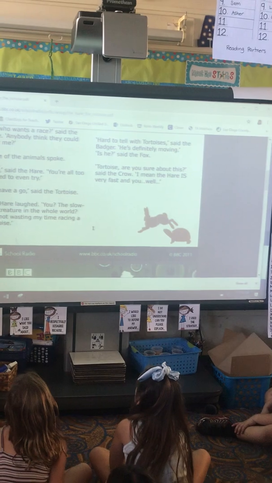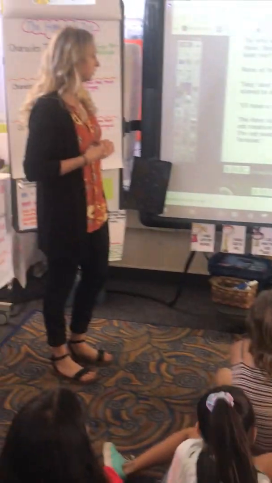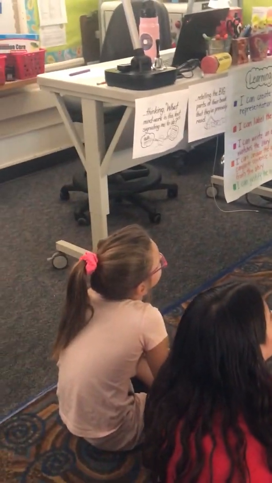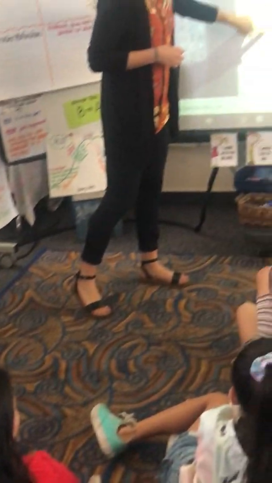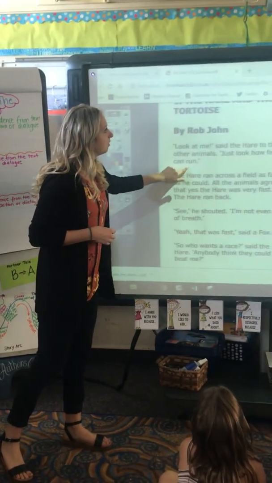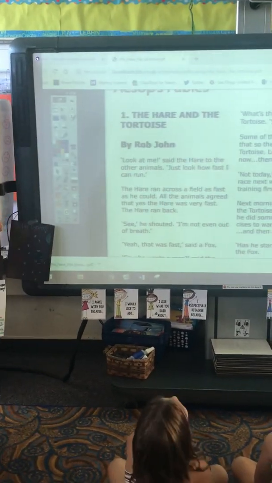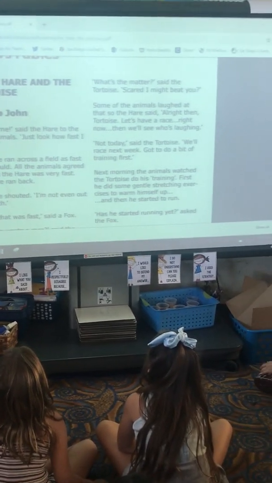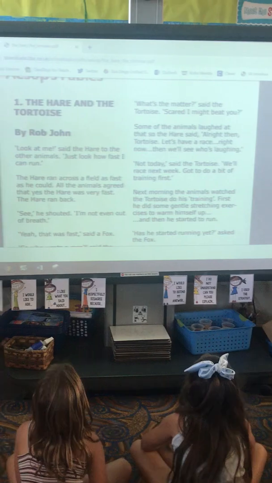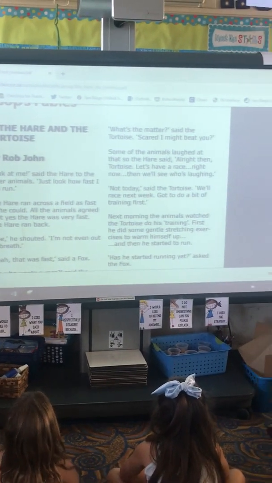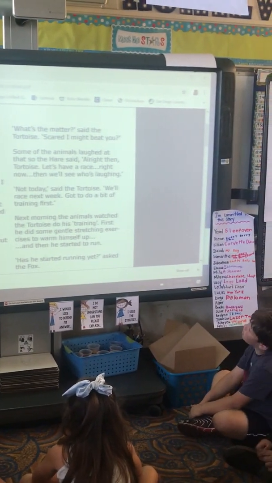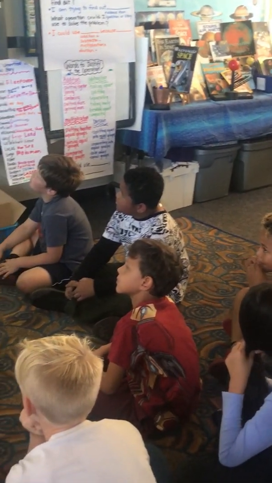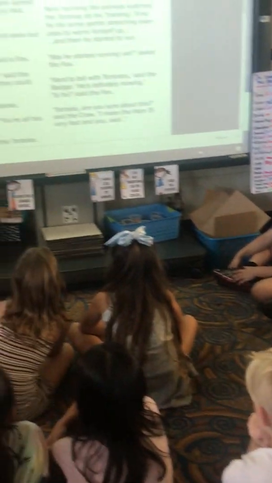"I'll have a go," said the tortoise. The hare laughed. "You? The slowest creature in the whole world? I'm not wasting my time racing a tortoise." "What's the matter?" said the tortoise. "Scared I might beat you?" Some of the animals laughed at that, so the hare said, "All right then, tortoise, let's have a race, right now. Then we'll see who's laughing." "Not today," said the tortoise. "We'll race next week. Gotta do a bit of training first."